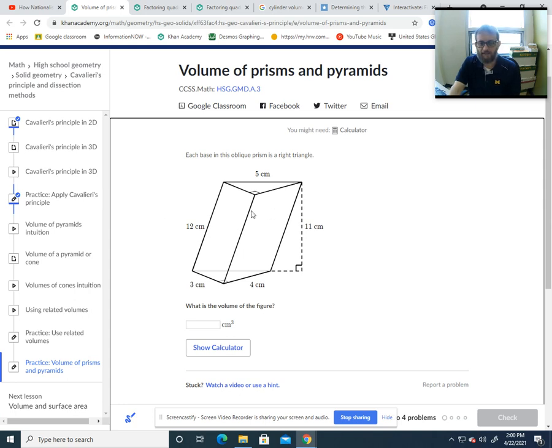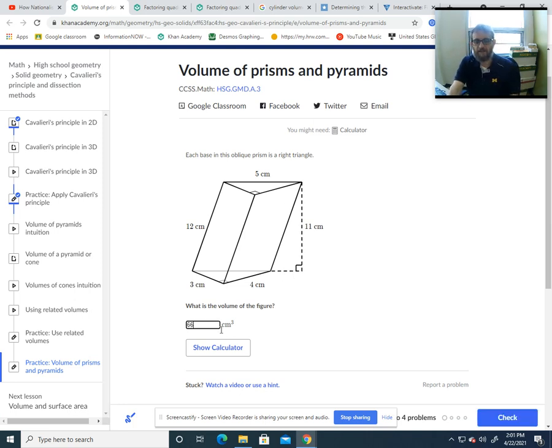This is not a right triangular prism. This is an oblique. It's been kicked over. The 12 isn't the height. The 11 is. So the area of the triangular base, area of a triangle is base times height. So 3 times 4, which is 12, but you take half because it's a triangle. So that gets us to 6, and then we multiply it by the height. So that turns out to be 66 cubic centimeters, because it's how many 1 by 1 by 1 cubes can you fit in there?